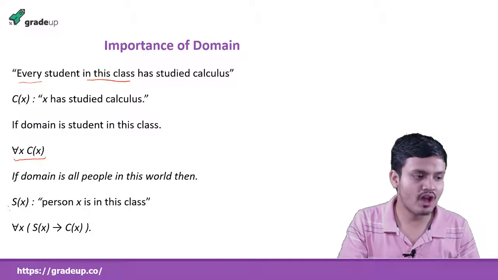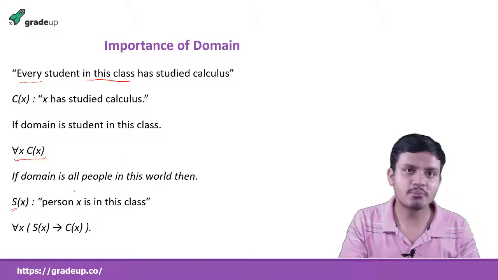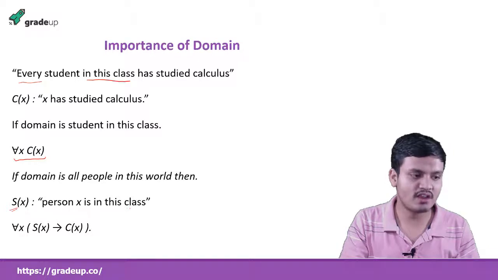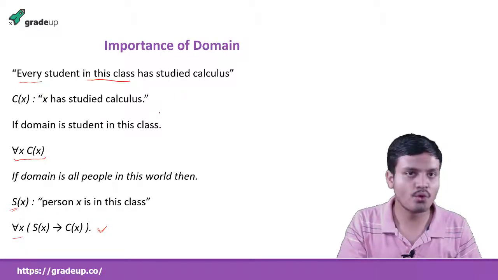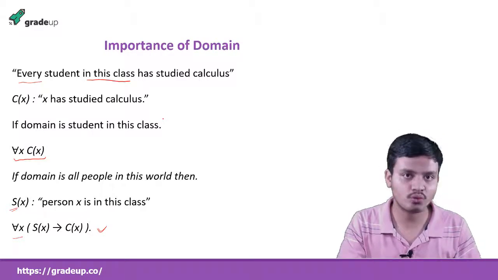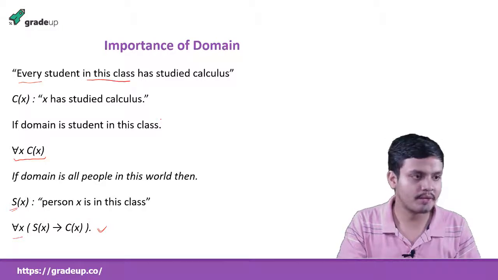We have to introduce another predicate to show that that person is in the class. So person x in the class is represented by S(x). So how to represent the statement every student in the class has studied calculus? For all x, if x is a student in this class, that implies x has studied calculus. In this way we represent this statement as a mathematical statement. So you understand the importance of domains. When you don't define the domain, you will have problems. In the question it will be properly defined and you have to do the question accordingly. So focus on it.